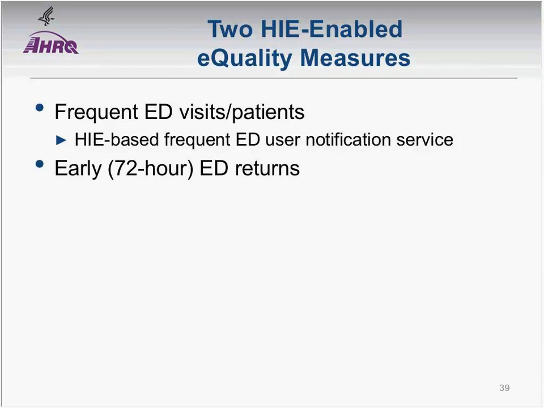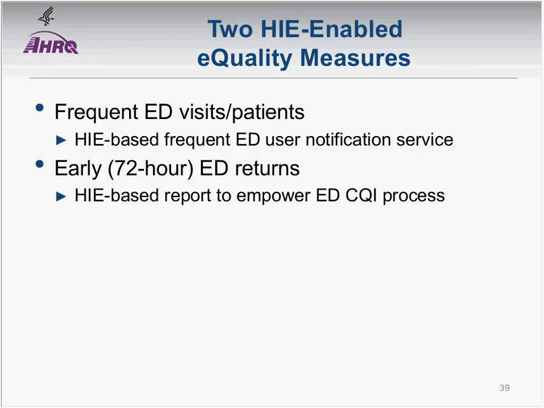The second arm of the work is to look at early 72-hour ED returns. We're currently using 72-hour return reports in our own data from our own hospital, and have been for many years now, as part of a continuous quality improvement program. So we look at patients who are discharged from the ED and return to the ED within 3 days. We look at the initial visit to see if there were any issues with the quality of care.